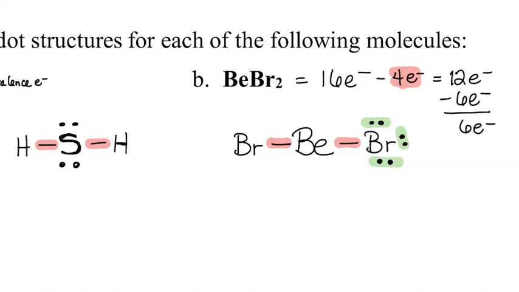We have 6 electrons left. So how many electrons does the bromine on the left need? Also 6 electrons. 1, 2, 3, 4, 5, 6. Minus 6 electrons. We used all of our electrons available for bonding. And we're done because beryllium doesn't want an octet. It breaks the octet rule, okay? It only needs 4 electrons, so that's done.